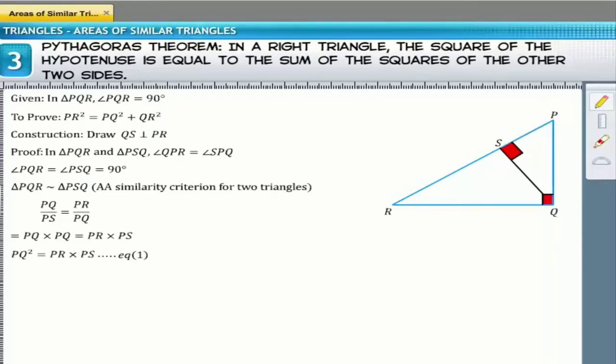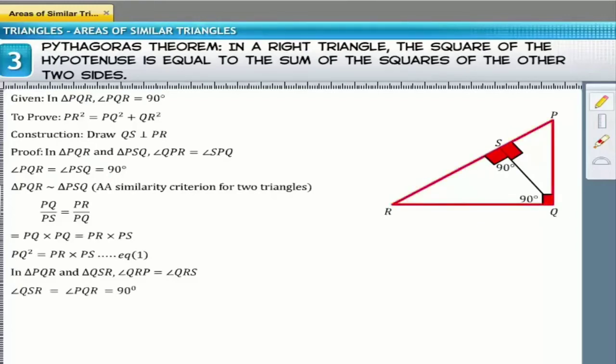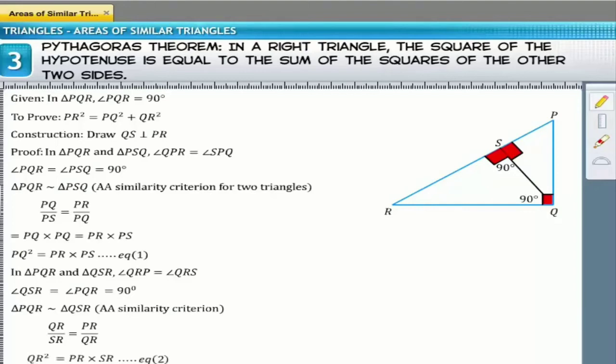Now, looking at triangles PQR and QSR, we can see that angle QRP is equal to angle QRS. Also, angle PQR and angle QSR are equal to 90 degrees. Again, by the AA similarity criterion, we know that triangle PQR is similar to triangle QSR. So we know that the corresponding sides are proportional. On simplification, we get QR square is equal to PR multiplied by SR. Let's assign this as observation 2.